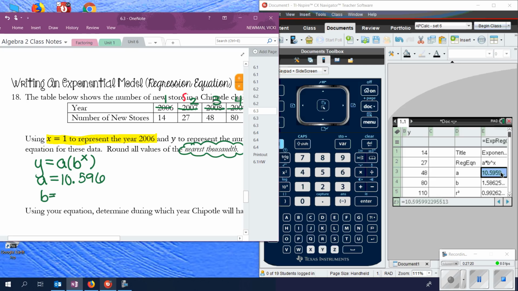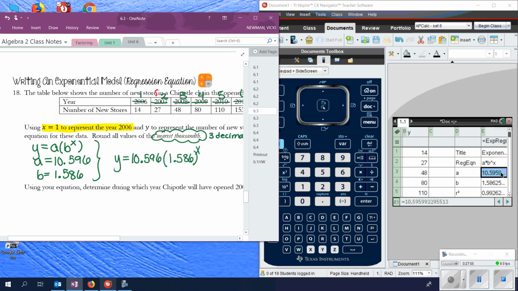B, 1.5862. The 2 tells me to stay at 586. That is what we consider your work because it came out of your calculator, and you cannot turn your calculator in at the end of an exam. That is not a thing. We do not press print from the calculator. I need to see your work. Y equals 10.596, parentheses, 1.586 to the x.